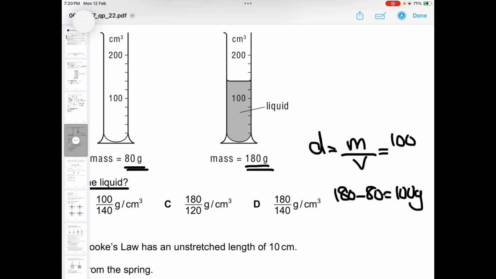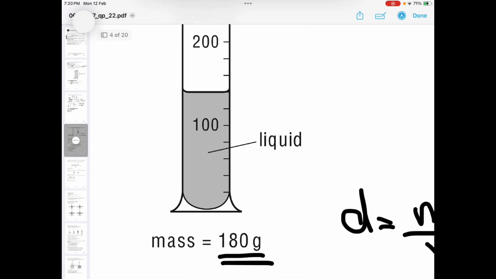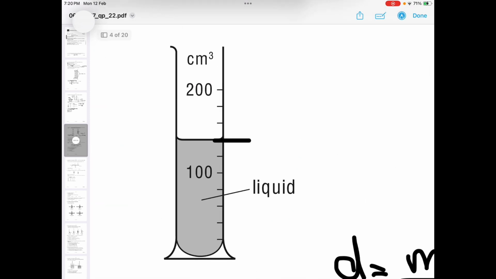And we read the volume of the measuring cylinder. We need to find the scale. So I reckon that the scale goes in 20s. So 20, 120, 140, 160, 180, 200, which is correct.